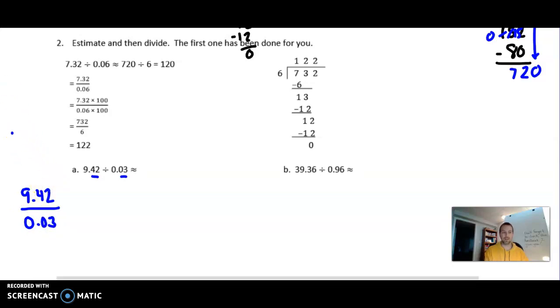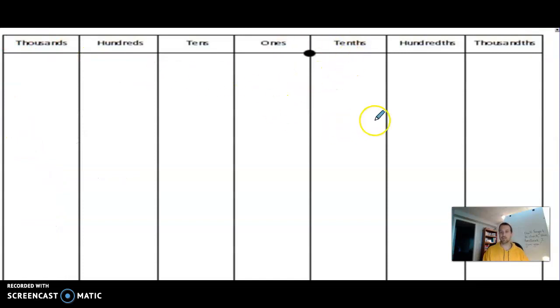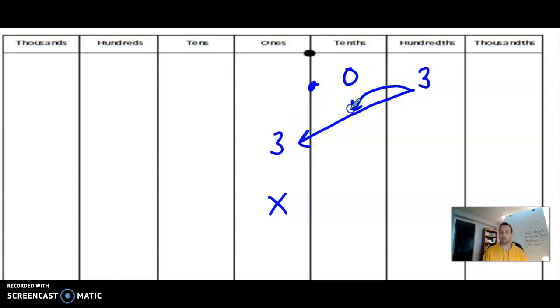Now, 3 hundredths. I'm going to put this in my place value chart. I have 3 hundredths. I really want to get this into a whole number as a 3. So it's moving to the left, so I know I'm going to be multiplying. How many places is it moving? It's moving 1 place, 2 places. So 10 to the power of 2, which is another way of saying 10 times 10. And 10 times 10 gives us 100. So we need to multiply by 100.